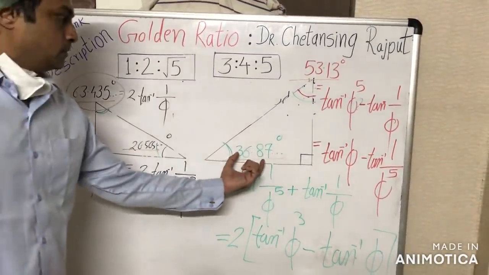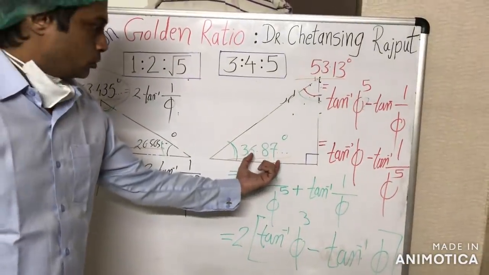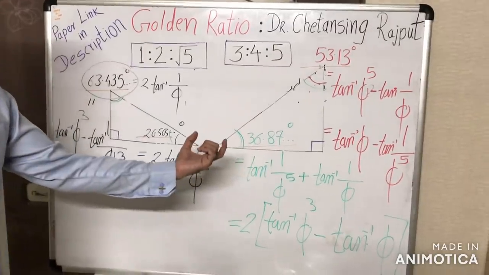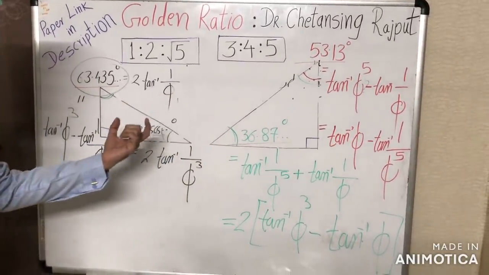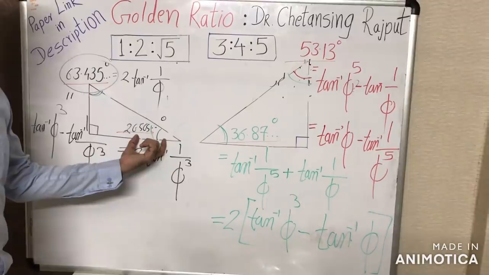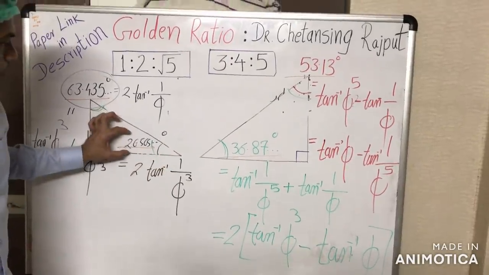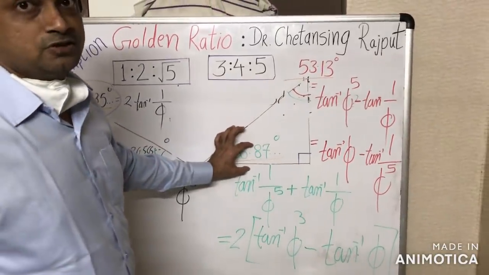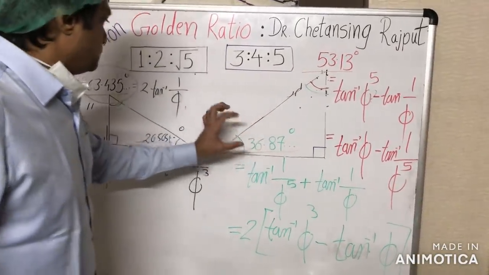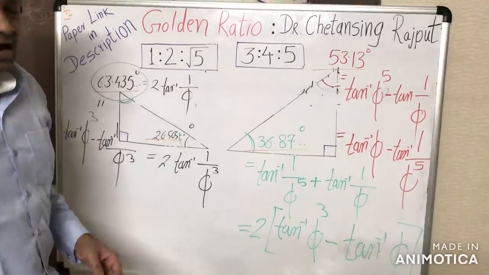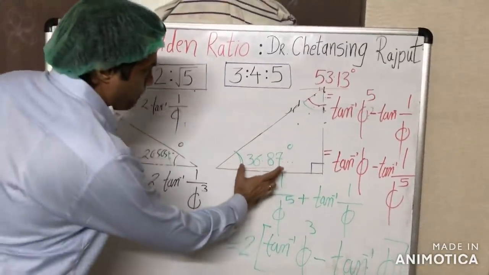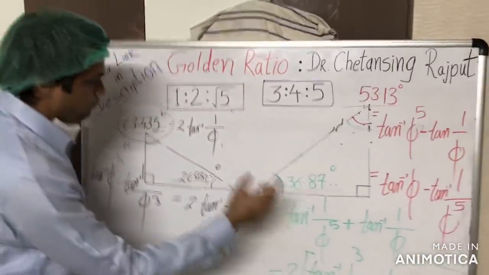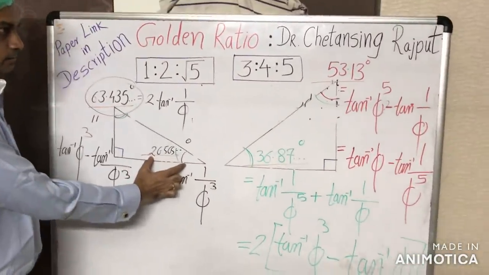This angle, the smaller acute angle of the Pythagorean triple, is the complementary angle for twice of this angle. Twice of this 26.565 degrees plus 36.87 degrees, they add up to 90 degrees. I repeat, this angle of the Pythagorean triple is the complementary angle for twice of this angle.